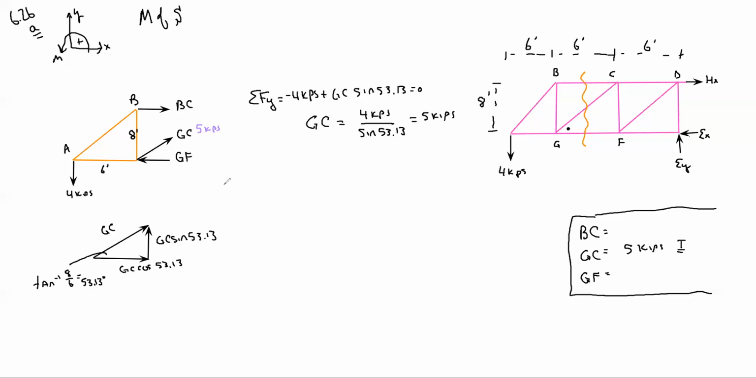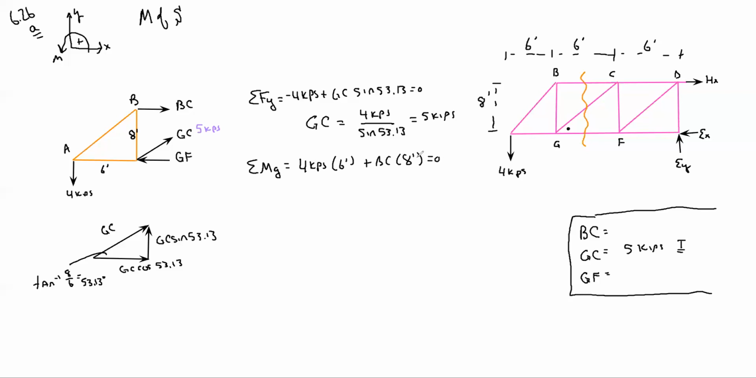If we take the moment about point G, that would allow us to get BC. So let's do that. The moment about point G. GF is not a player because it goes directly into G. GC is not a player, it goes directly into G. The 4 kips is a player with a perpendicular distance of 6 feet. BC is a player with a perpendicular distance of 8 feet.